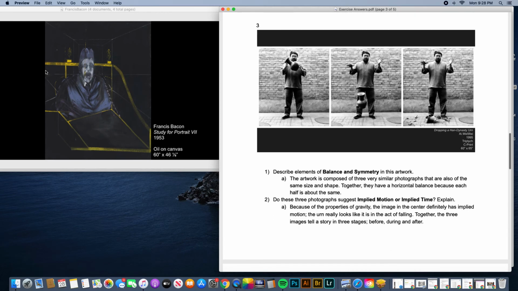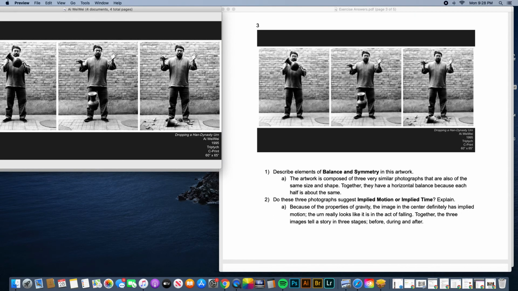All right, next artwork. This is an artwork made of 3 photographs by the artist Ai Weiwei, and it's called Dropping a Han Dynasty Urn. First question. Describe elements of balance and symmetry in the work. The artwork is composed of 3 similar photographs that are also of the same size and shape.